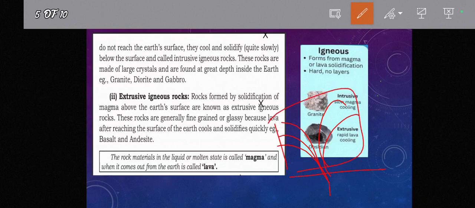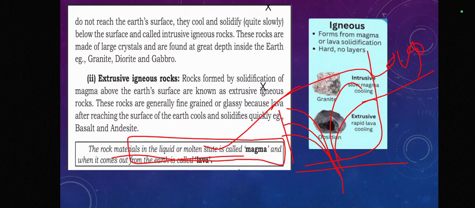So there is a difference between lava and magma. Magma is the inner part, whatever is in the molten state inside, that is called magma. The outer state is called lava. When it comes out from the earth and reaches the surface of the earth, then it is called lava.